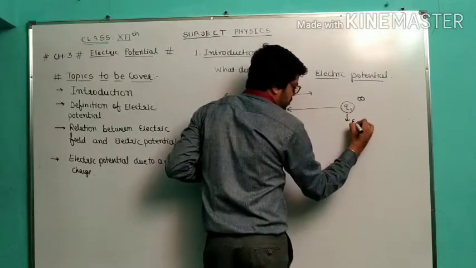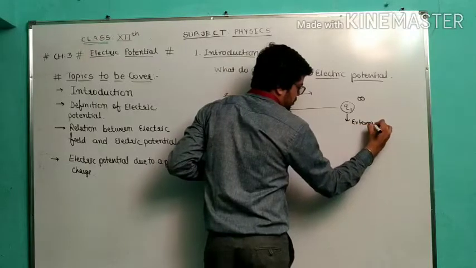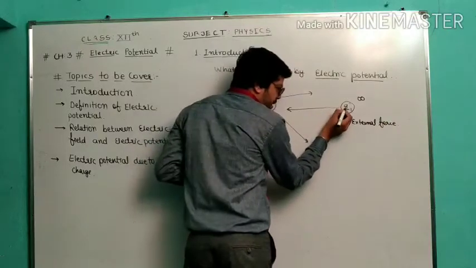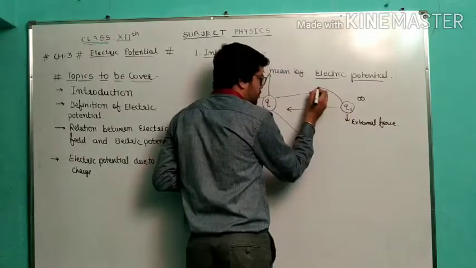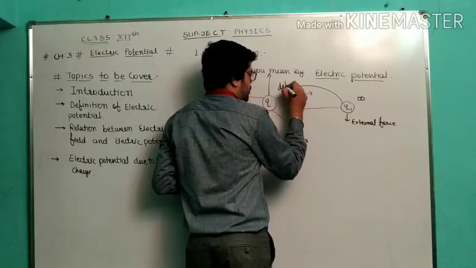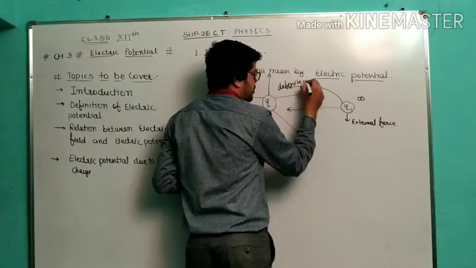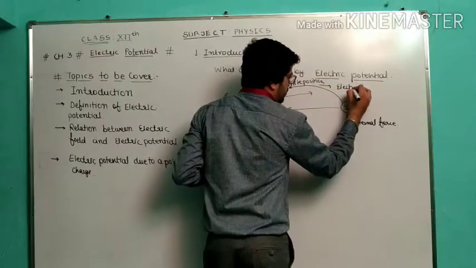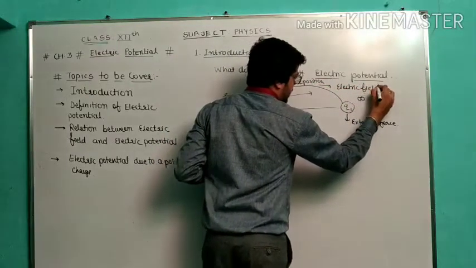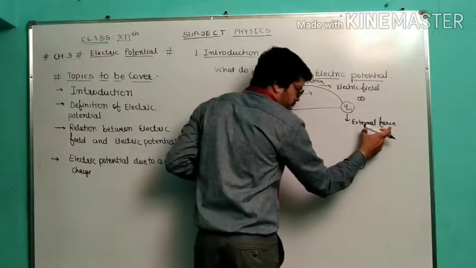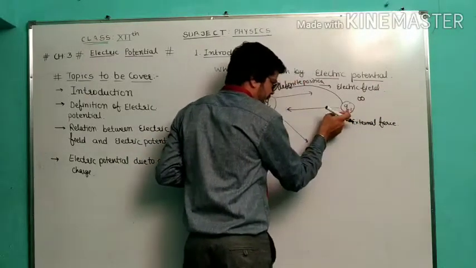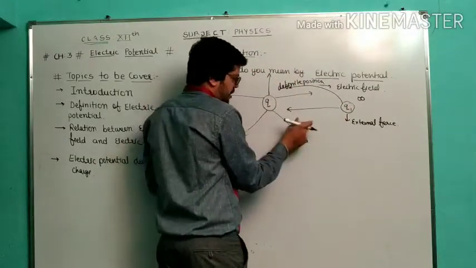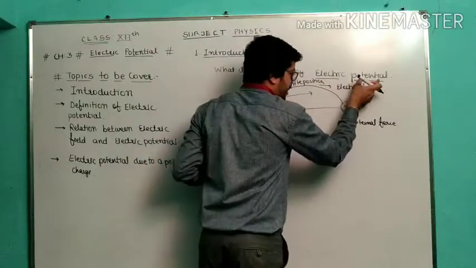We have to use external force to bring this charge from infinite to definite position. What do you mean by definite position? Definite position in electric field. So external force is working on this particular charge, and this charge is brought here in the electric field of this particular charge. This is called electric potential.